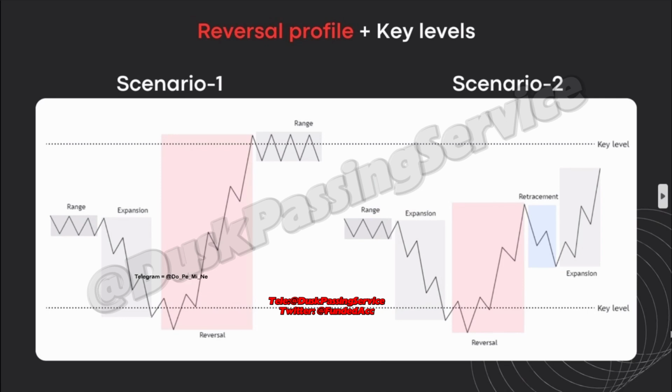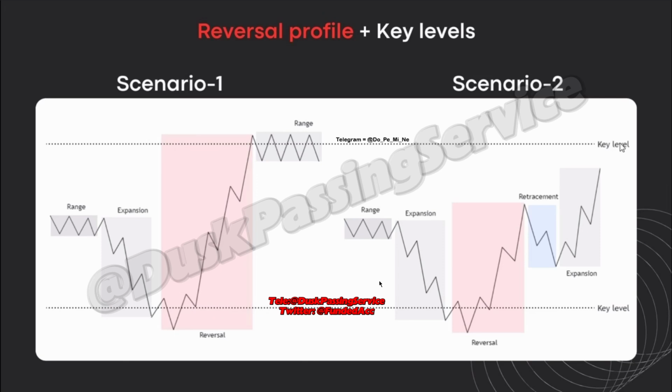Now let's move on to another combination of market profiles and key levels, and that is the combination of reversal profiles and key levels, right? In this case we've got two key levels, one above and one below. First of all, you can see that we were inside of our range, and then we had an expansion profile, and that expansion profile tested a key level. So we're going to expect and anticipate a reversal profile straight away.